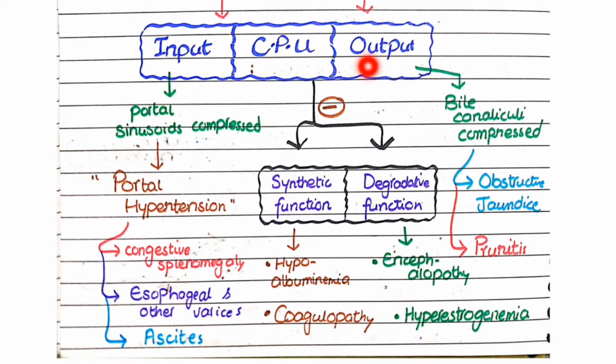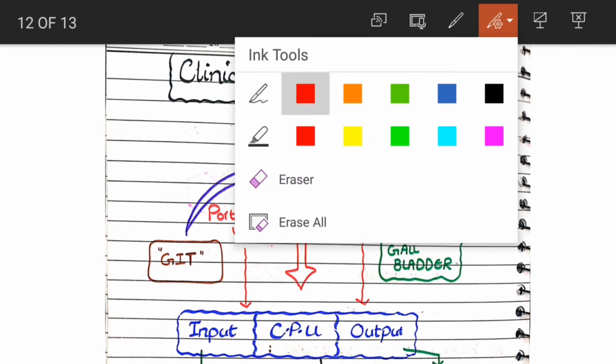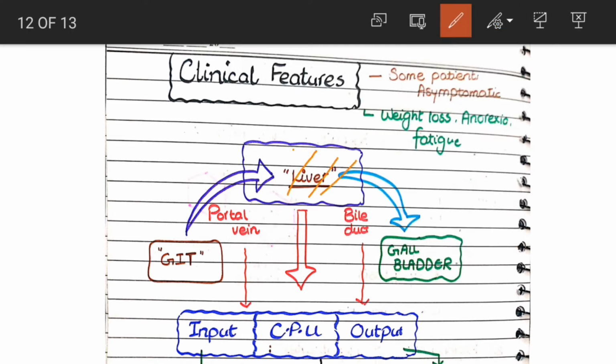Now let's come to the output part of this diagram. We discussed that the main output of the liver passes through these bile ducts into the gallbladder in the form of bile. What happens is that when fibrosis or scarring starts to develop in the liver, this fibrotic tissue compresses the biliary canaliculi that are present in the liver. So when the intrahepatic biliary channels are compressed, you can imagine that bile will not be secreted properly through this bile duct into the gallbladder.